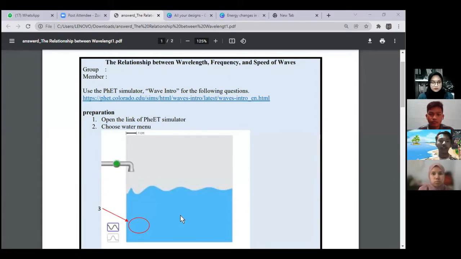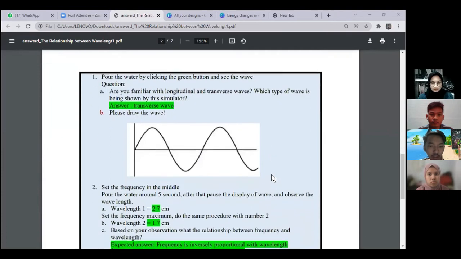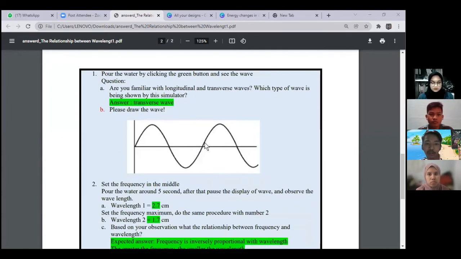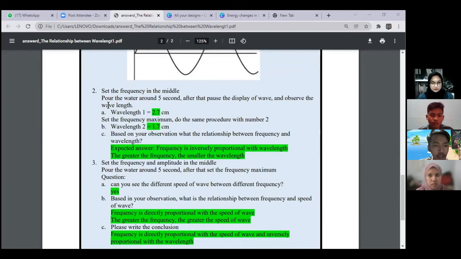Okay. This is our worksheet about the relationship between wavelength, frequency, and speed of waves. This is the answer to the question. First, are you familiar with longitudinal and transverse wave? Which type of wave is being shown in the simulator? The answer is a transverse wave. And please draw the wave. And this is the graph of the wave. And then the second one is to pause the wave after around 5 seconds.